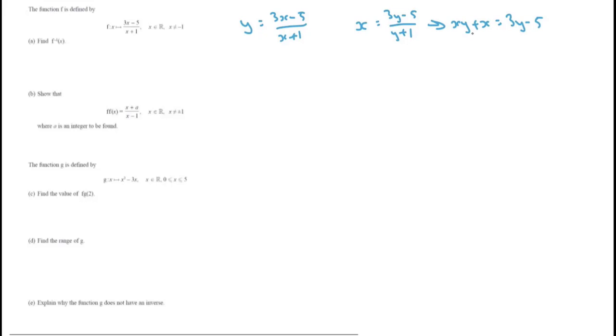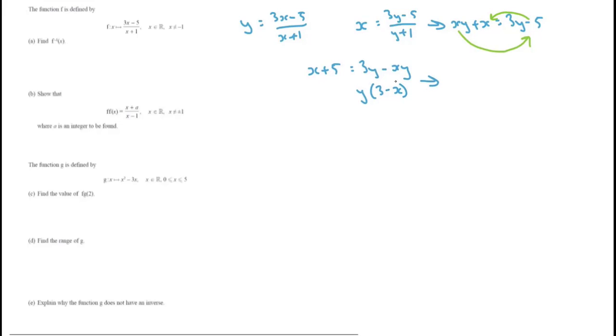Now, we'll need to bring the y's onto the same side and the non-y's onto the same side. In this case, let's say we were to move the xy over to this side and the 5 over to this side. So if it's a minus 5 here, it'll become a plus 5. So we just end up with x plus 5 equals, and now that'll be 3y minus the xy. Factorize out the y on this side, y lots of 3 minus x.